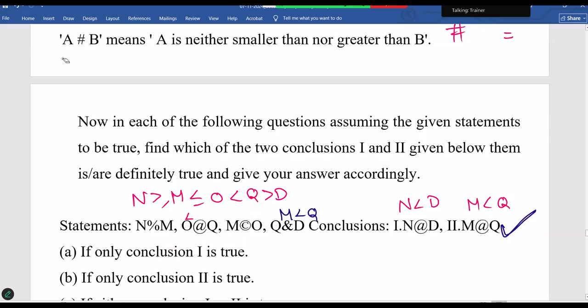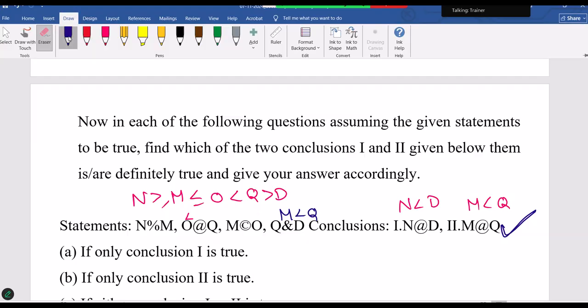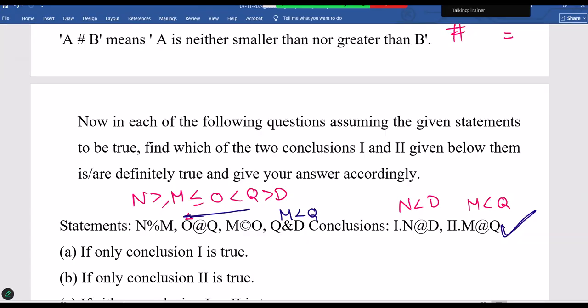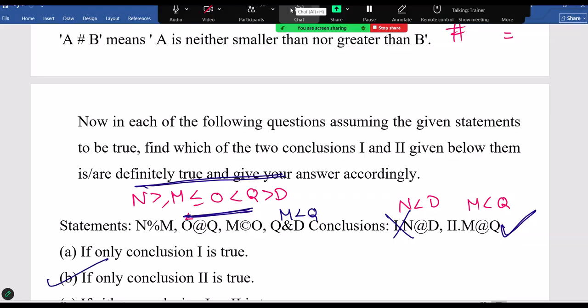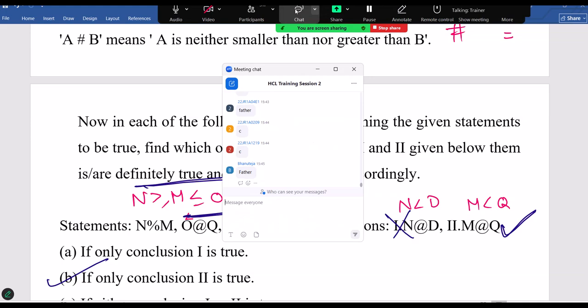Here we need to do the connections properly. I hope you got the idea. So here M to Q, common symbol exists. But here M to D there is no common symbol. Here greater, here less than. No common symbol, no conclusion. So option B is correct. Are you guys understanding the idea behind this question? What is the approach we are doing? Inequalities.